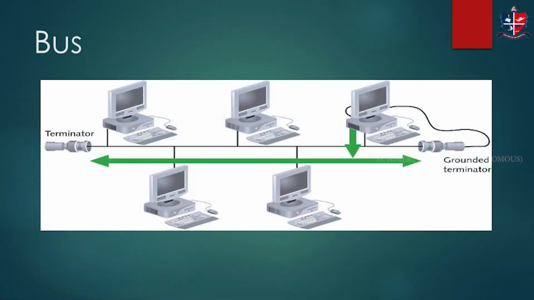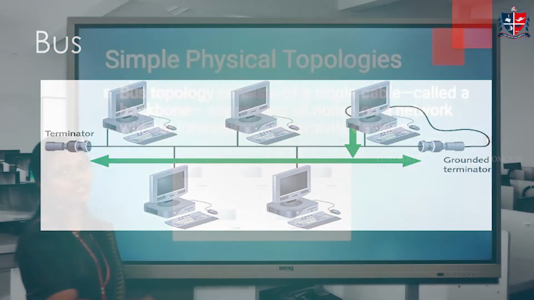This figure shows the bus topology. There is a dedicated line, and each line is connected to a system. The bus topology consists of a single cable called a backbone. In this figure, this is the backbone, and it is connected to every node. Here, the computer systems are considered nodes. All nodes on the network are connected without any intervening connectivity device, and the backbone is connected to each and every device.